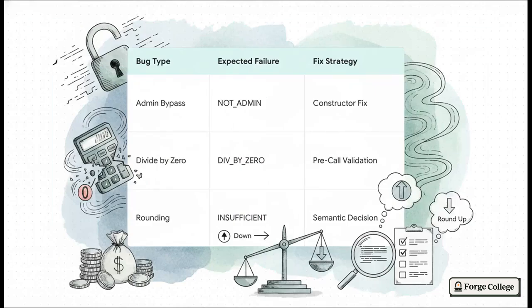Let's take a quick second to summarize all our case files. As you can see, we solved the admin bypass by hardening the constructor. We solved the divide by 0 error by validating our inputs before calling the library. But take a look at that third row. Case C, the missing pennies.